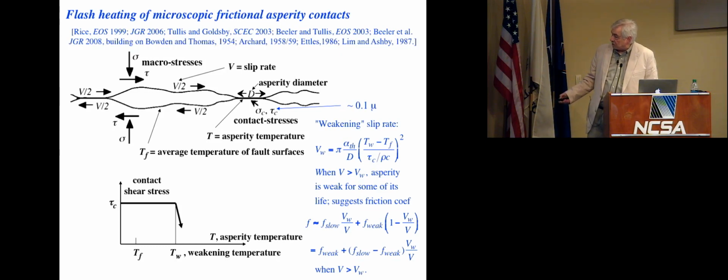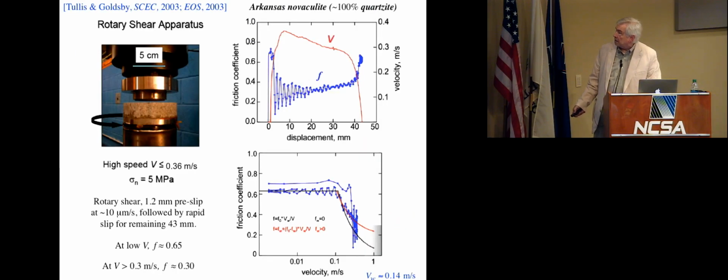So that suggests a friction coefficient that would be written as a function of velocity, which has normal friction for the fraction of its life before the contact has gotten hot, and a weakened value of friction times the fraction of its life for which it's been severely weakened. And that finally can be rearranged to a constant term plus another term that goes as 1 over velocity. And that has some power in fitting data. The first data that came out was very, very noisy, done by Tullis and Goldsby, but as I'll show you, they've since cleaned up their act.